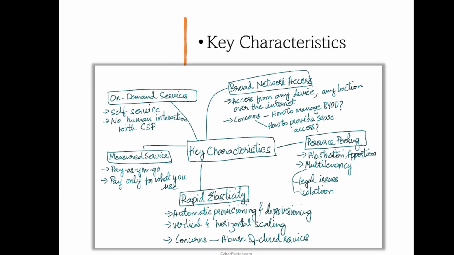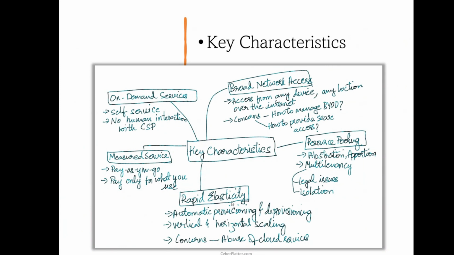The next one is measured services. So measured service, this is where it allows you to save a lot of money. Like the customer is charged only for what they use and nothing more than that. It's pay as you go and you're paying only for what you use. The next one is rapid elasticity.